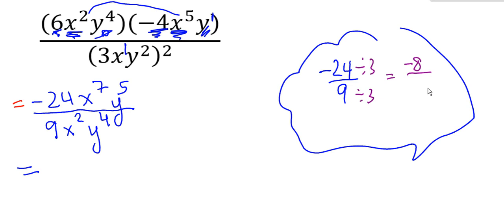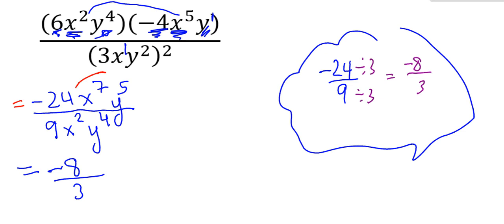And if I divide 9 by 3, I get 3. And then there's no other number that I can divide both 8 and 3 by. So that means when I look at just the numbers, negative 24 over 9, what I get is negative 8 over 3. Now I'll look at the x's.